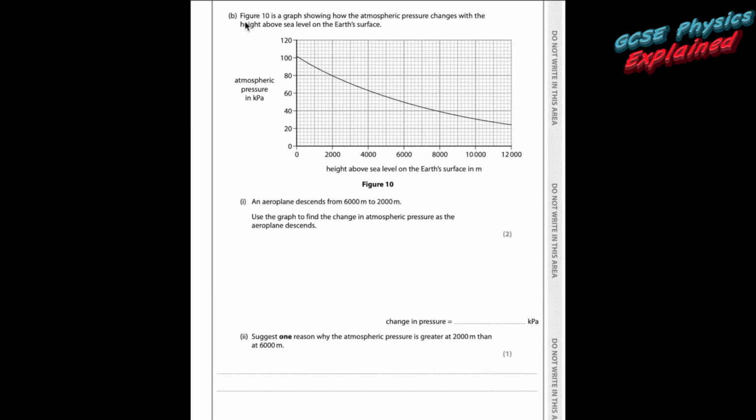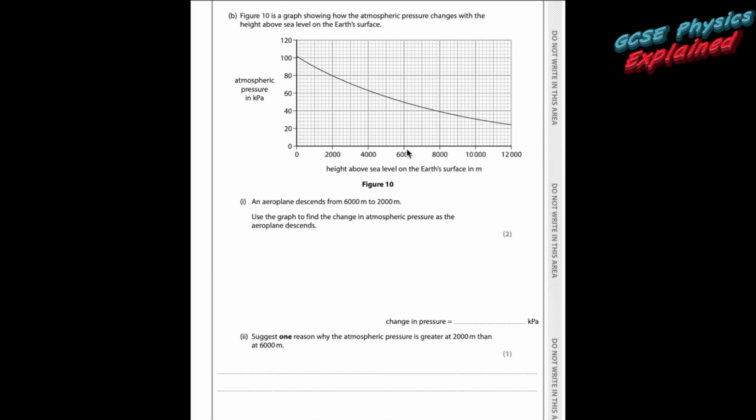Part B. Figure 10 is a graph showing how the atmospheric pressure changes with the height above sea level on the Earth's surface. That's the height getting bigger. That's the atmospheric pressure up here. Part 1. An aeroplane descends from 6,000 metres to 2,000 metres. Use the graph to find the change in atmospheric pressure as the aeroplane descends.